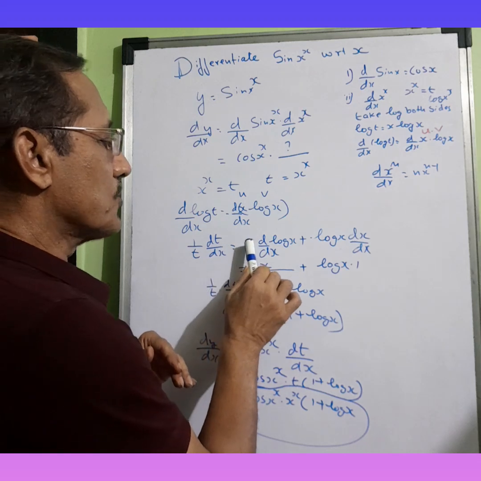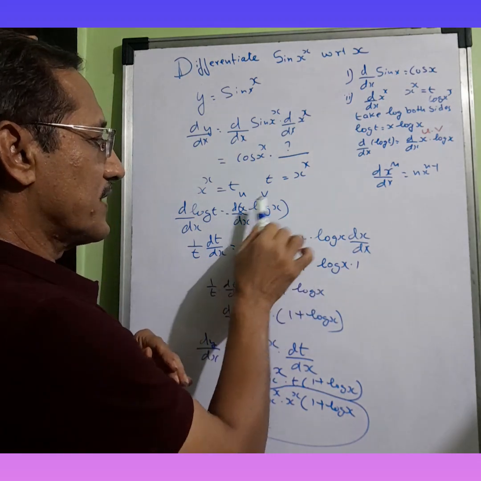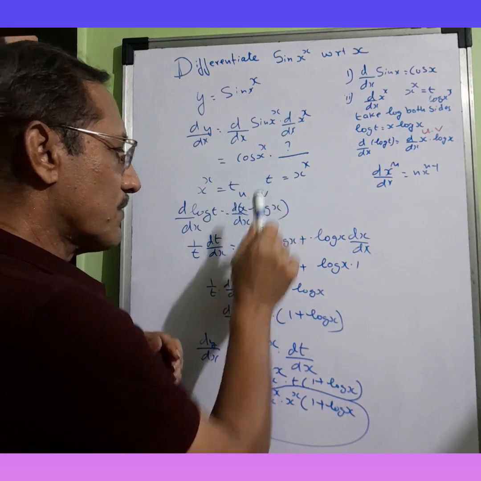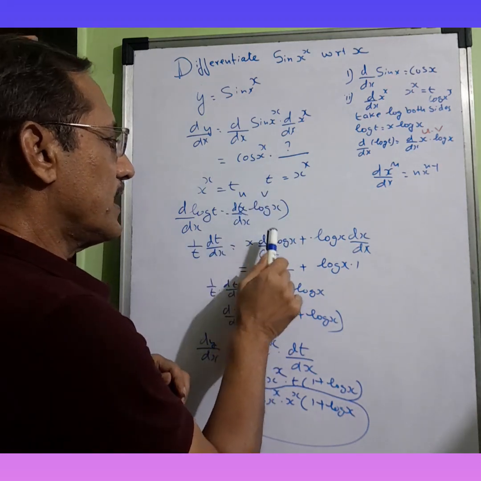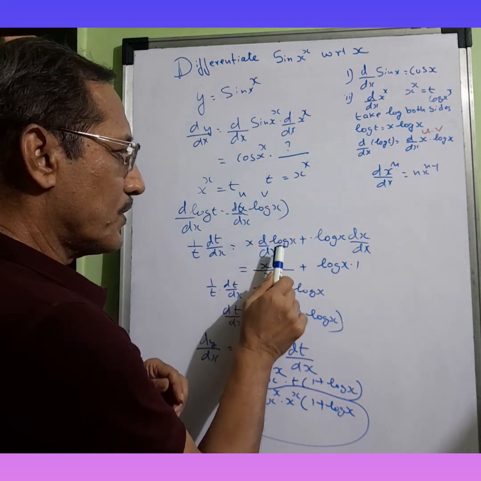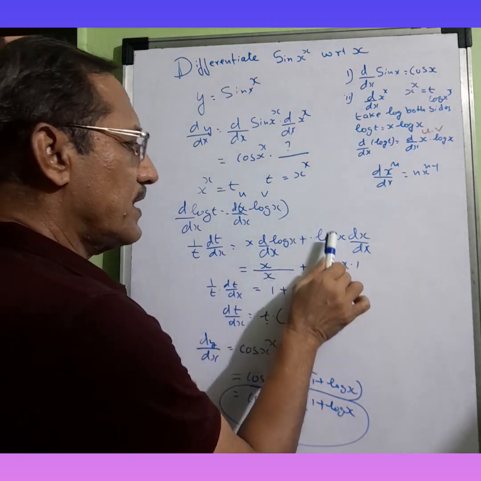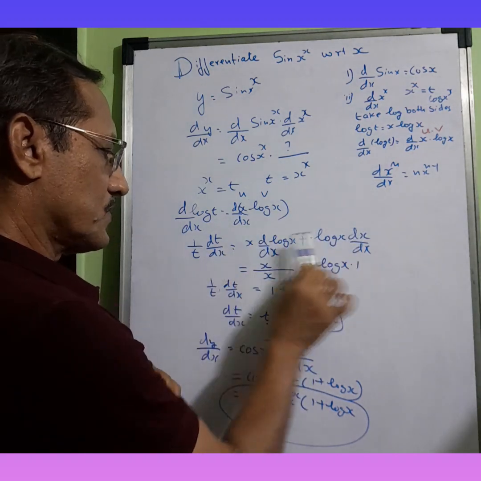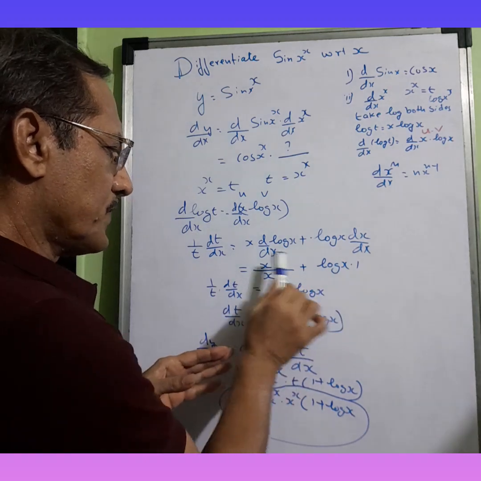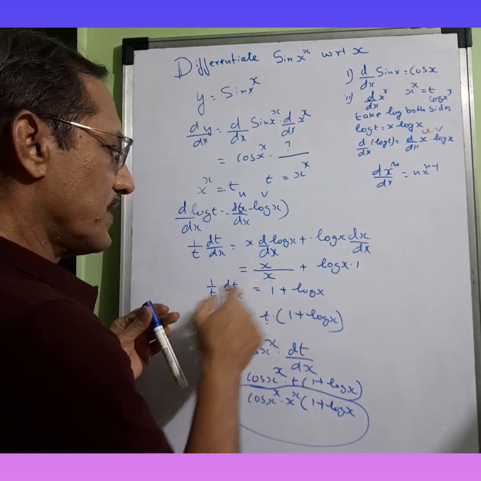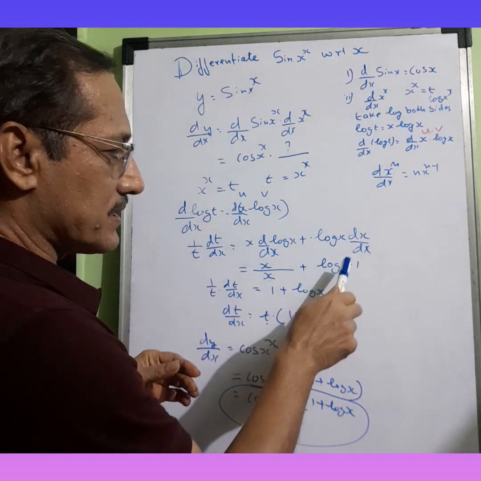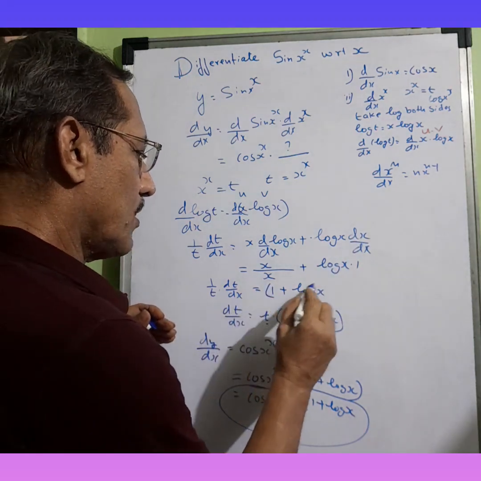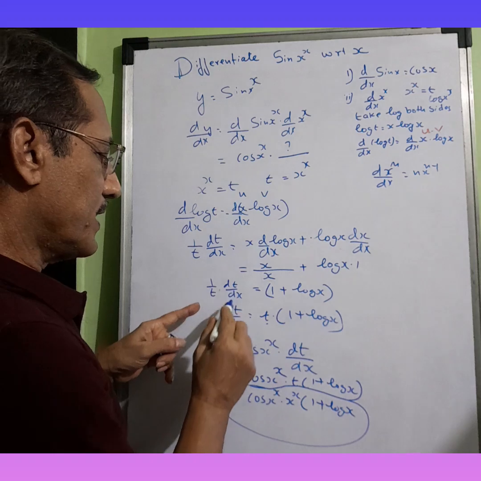Okay, alright, so x d by dx log x, we get this by uv. This x is our u, this is our v. So u into d by dx of v, that's what we do, plus v into d by dx of u. So that was a simple story. So ultimately what happens is we get 1, this is log x into 1. So 1 plus log x is our 1 over t dt by dx.